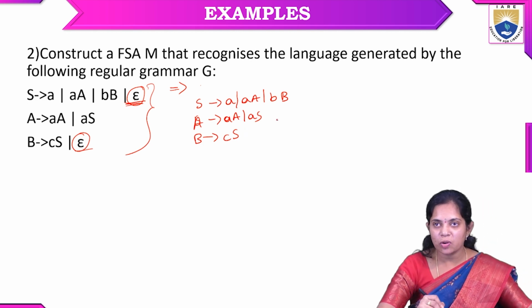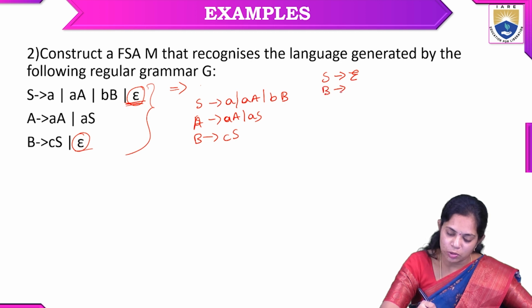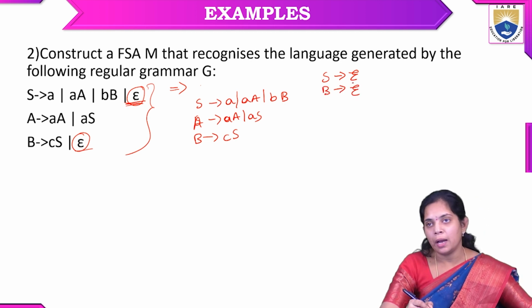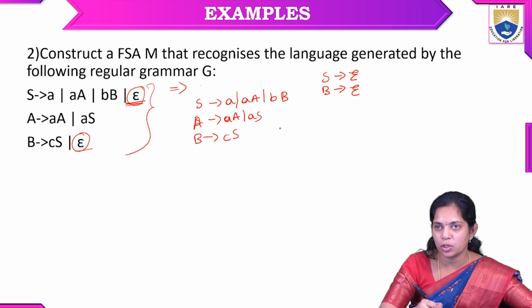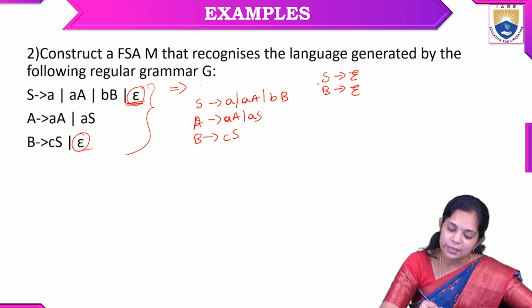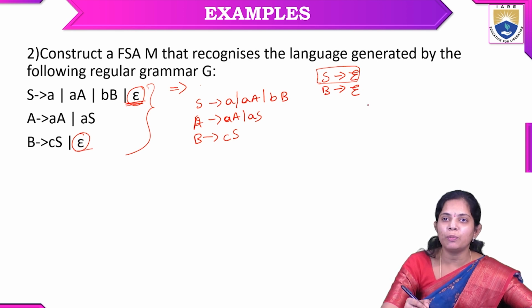So this is the epsilon free. Whenever we have S tends to epsilon and B tends to epsilon, we have to append these production rules. How do we append these production rules? Whenever there is an occurrence of S tends to epsilon, we substitute this S with epsilon, and the output we get will be appended to that production rule.